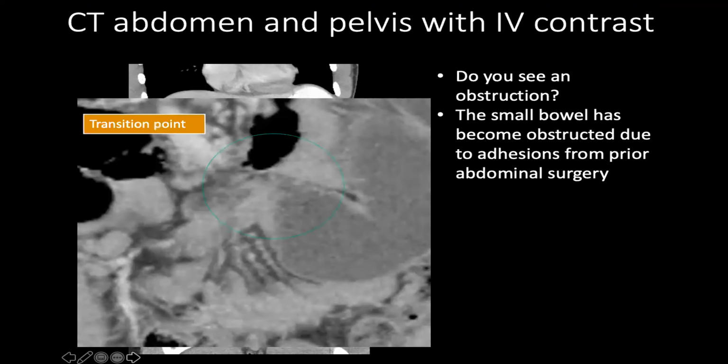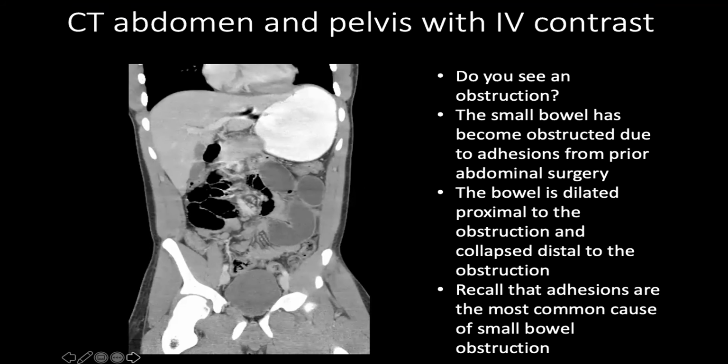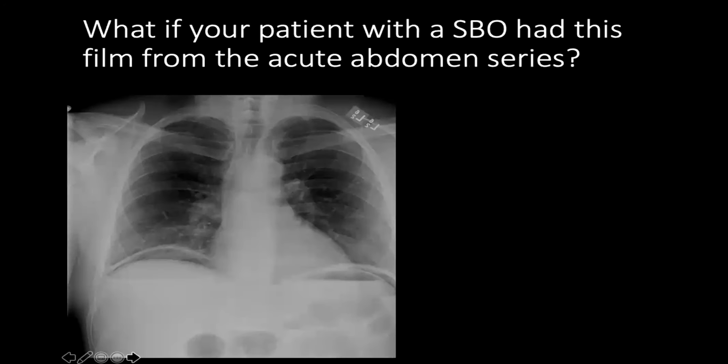And what can we see here? Transition point. Bowel is dilated proximal to the obstruction and collapsed distal to the obstruction. So again, that 3 centimeter of the small bowel. And adhesions are the most common cause of small bowel obstruction.